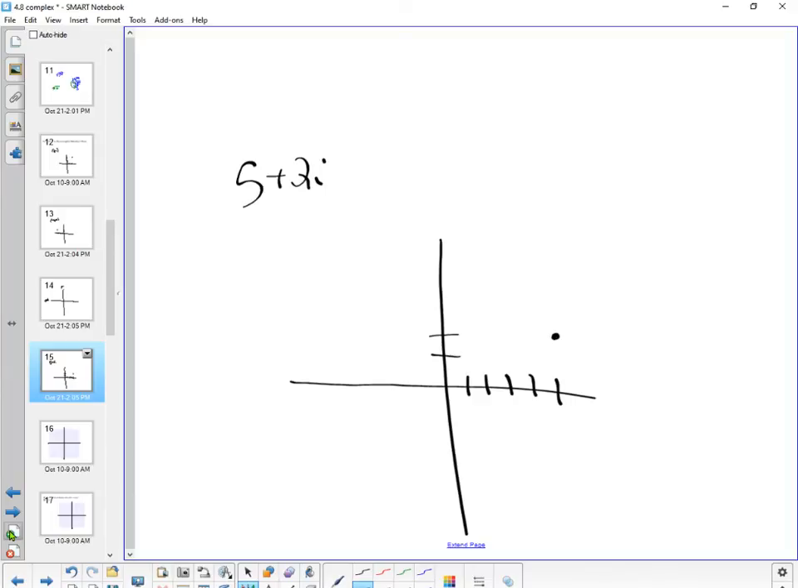That's it? I just said it was going to take 3 seconds. If I had negative 2 minus i, 1, 2, 1. And there it is. Questions on how to graph complex numbers? Alrighty then.